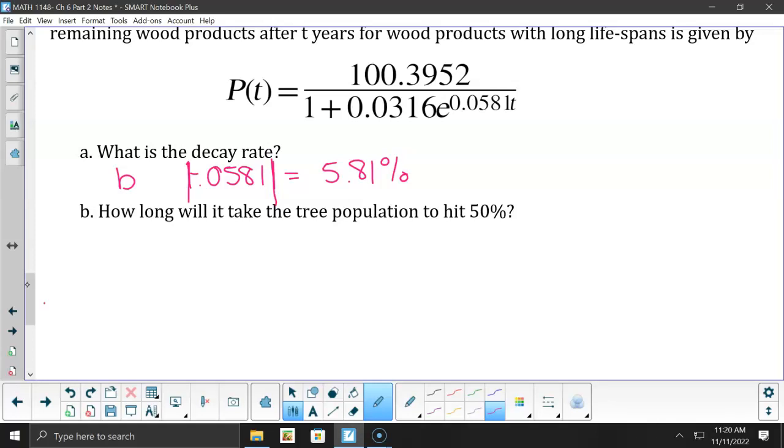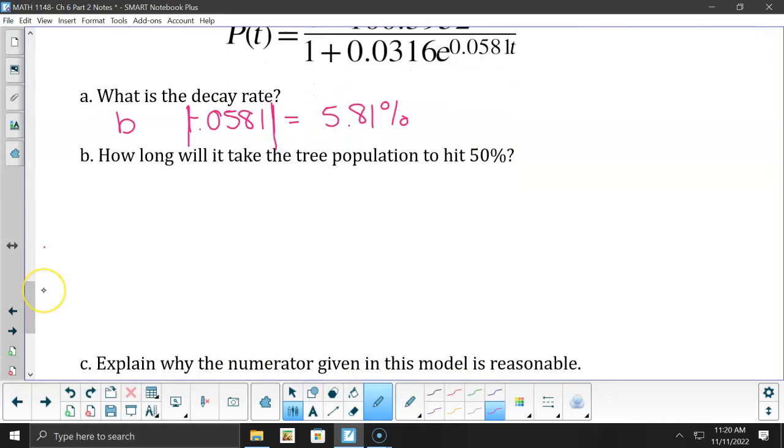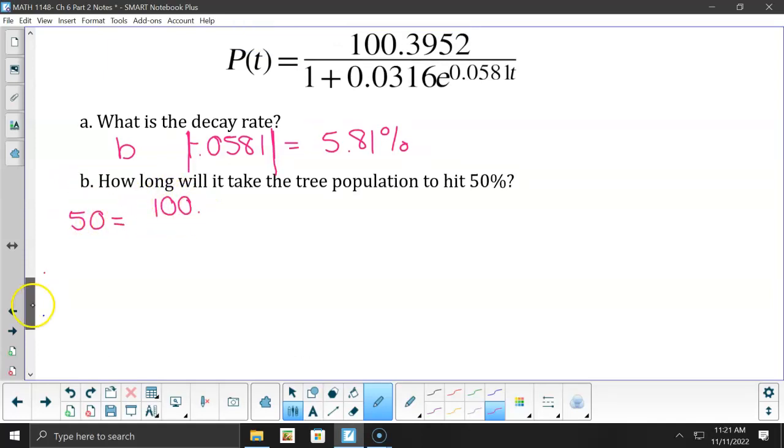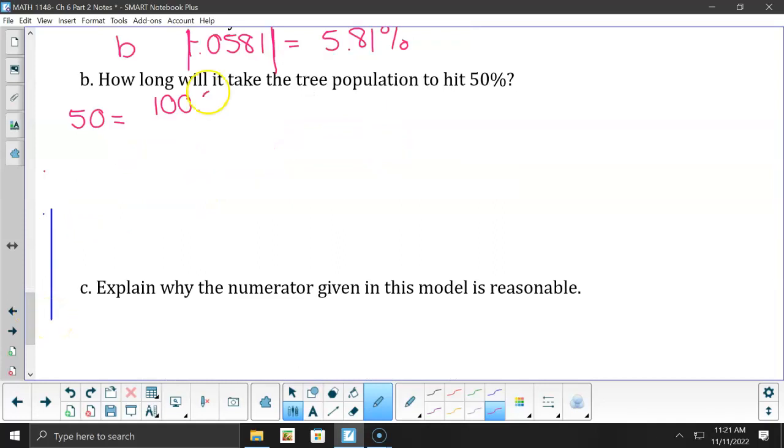All right, so how long will it take for this tree population to hit 50? Now, when we go to do this, it's going to be 50 equals 100 point, what was that, 33952.